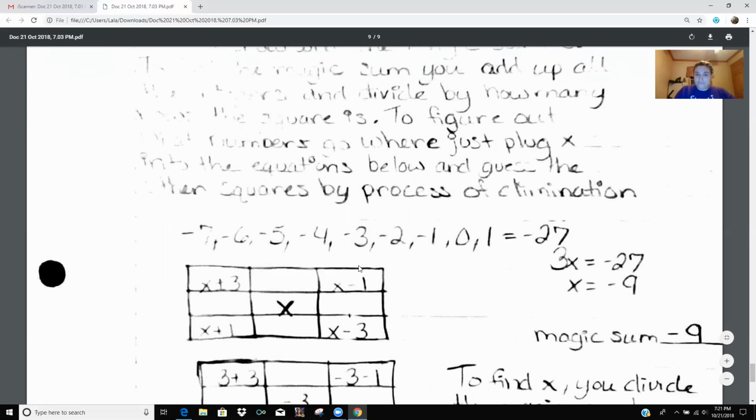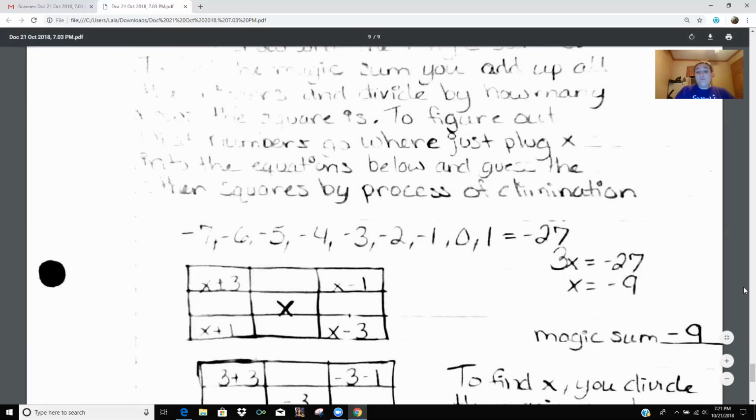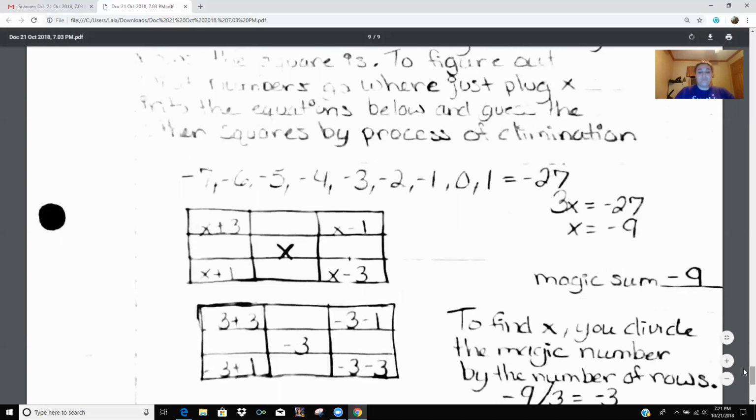Now to figure this out, you're going to plug x into the equations below. So we have x plus 3 in this top corner, x minus 1 over here, x goes in the middle, x plus 1 here, and x minus 3. Now to find what x is to solve these equations in the square, you're going to divide -9 by 3 because there's 3 rows. So -9 divided by 3 gives you -3.